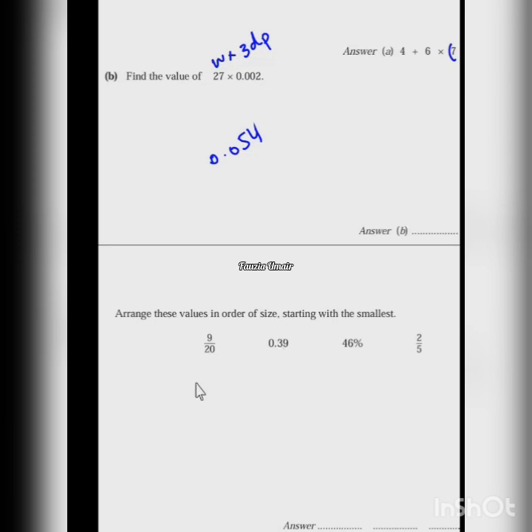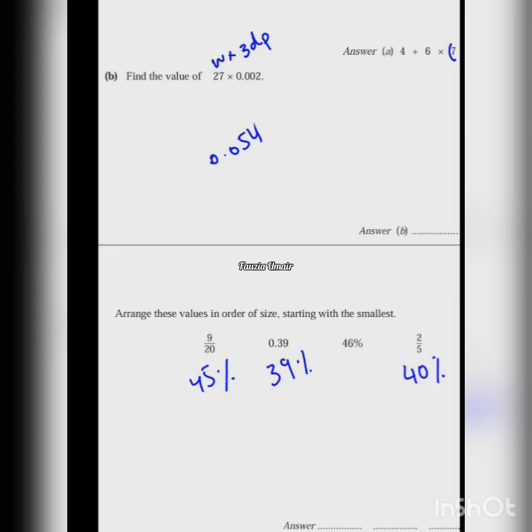So we will convert them into decimals because decimals are easy to compare. What will 9/20 be in decimal form? We can change all of them into percentages; it's up to you. So 9/20 is 45%. Either convert them into percentages or decimals. This one is 39%. And the last, 2/5, is 40%.